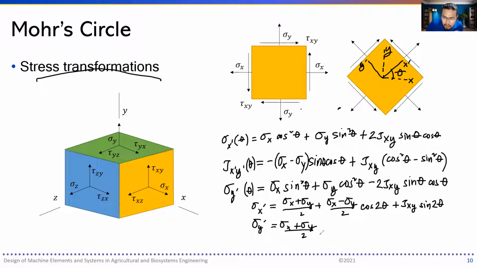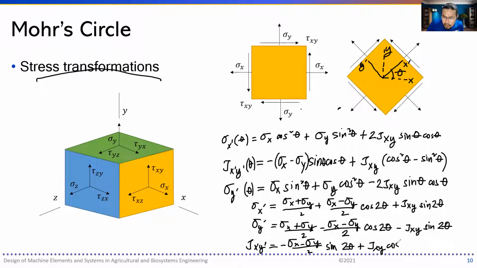Conversely, you have your sigma y prime, which is sigma x plus sigma y over 2 minus sigma x minus sigma y over 2 cosine 2 theta, minus the shear sine 2 theta. And you have finally your shear, which is minus sigma x minus sigma y over 2 sine 2 theta plus shear cosine 2 theta.